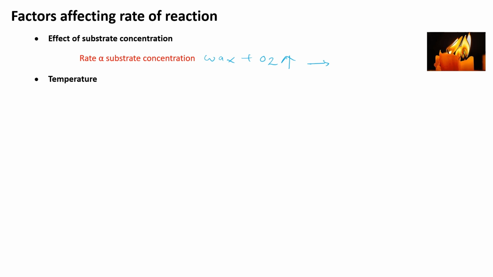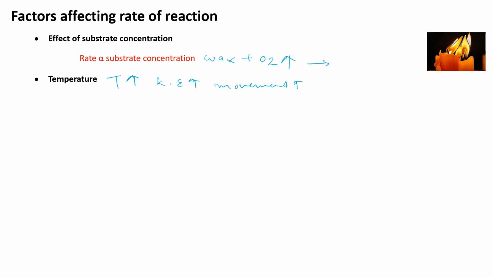Next factor is temperature. As we increase the temperature, the rate again will increase. Why? Because more temperature means more kinetic energy. If temperature is more, that means kinetic energy will be more. If kinetic energy is more, it means movement will be more.